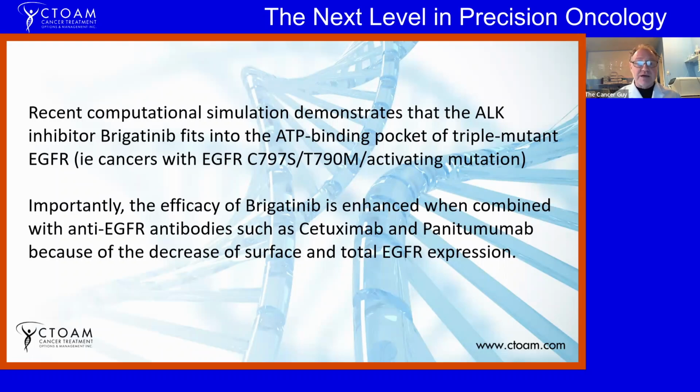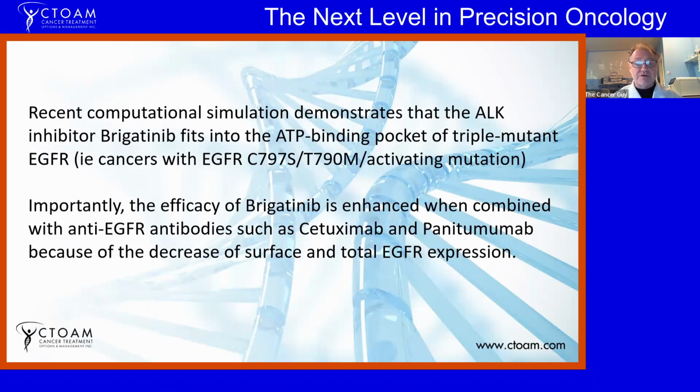Okay. So in this particular study, what the scientists did is they did a computational simulation to find out if there were any drugs that would fit the binding pocket, this new binding pocket of the triple mutant EGFR. In other words, this EGFR C797S mutation, how it changed the structure of the gene. They said, okay, we're modeling this. Let's just pop it into a computer and see what drugs will actually bind that specific new binding pocket created by this mutation. And they found out that an ALK inhibitor did that.